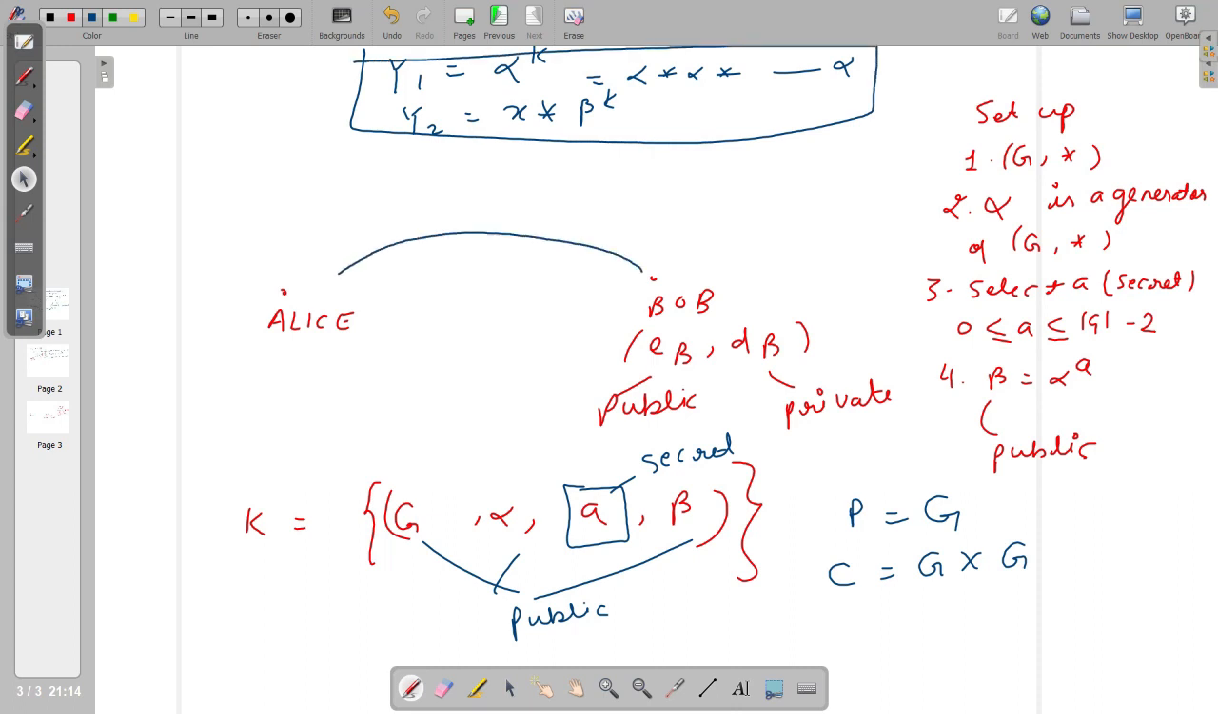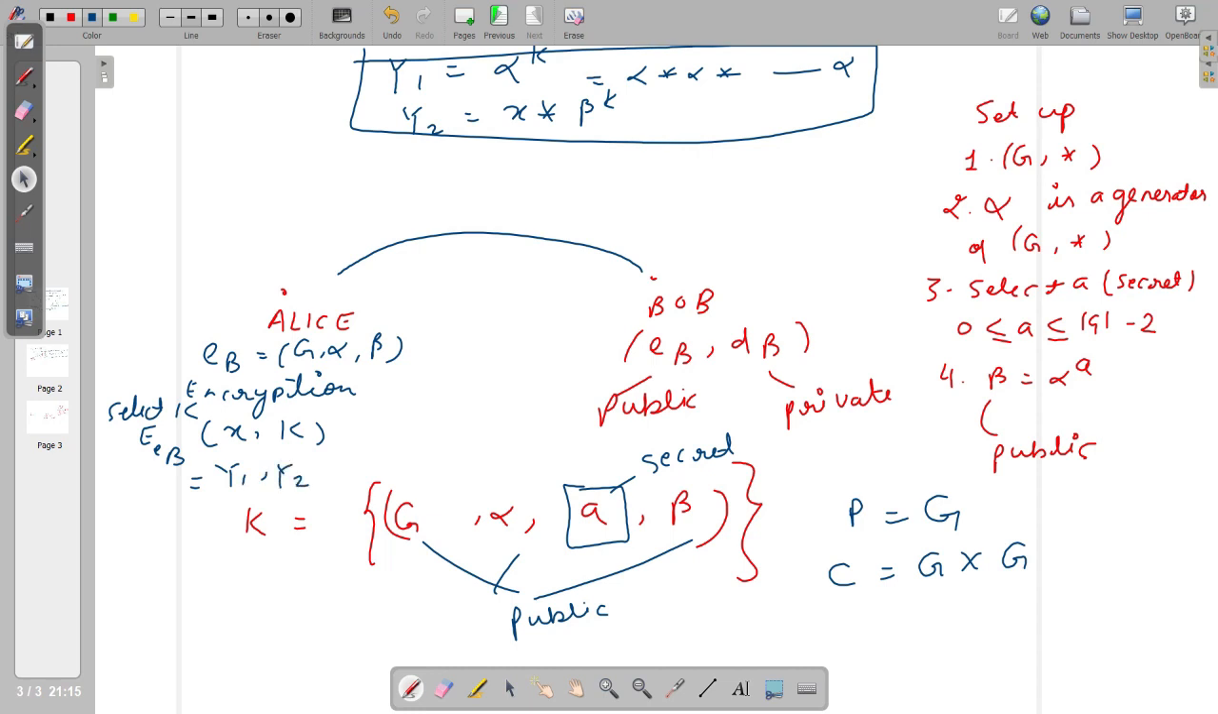First Bob will send his public key. So now Alice has Bob's public key, which is G, alpha and beta. Now Alice will do the encryption, and for this purpose Alice will select a random number k. So now encryption will be done with the public key of Bob. Let's say x is the message and k is the random number selected by Alice. So now it gives us y1 and y2.